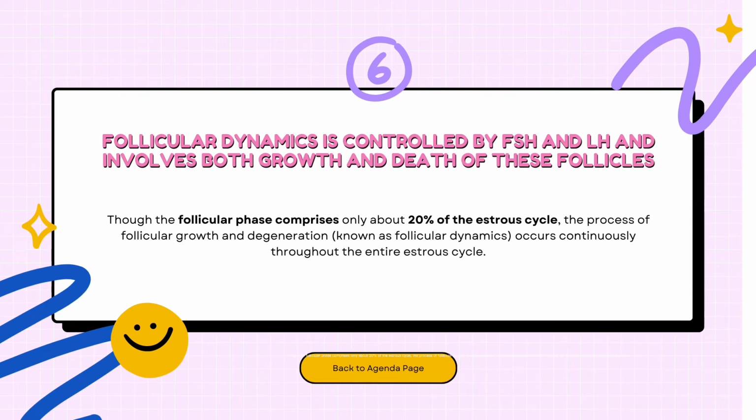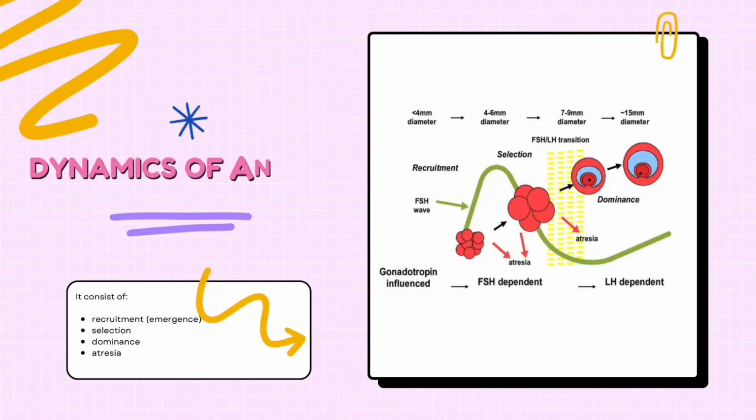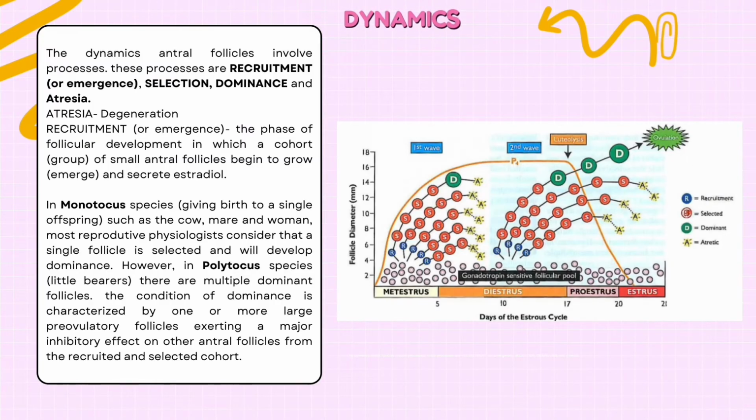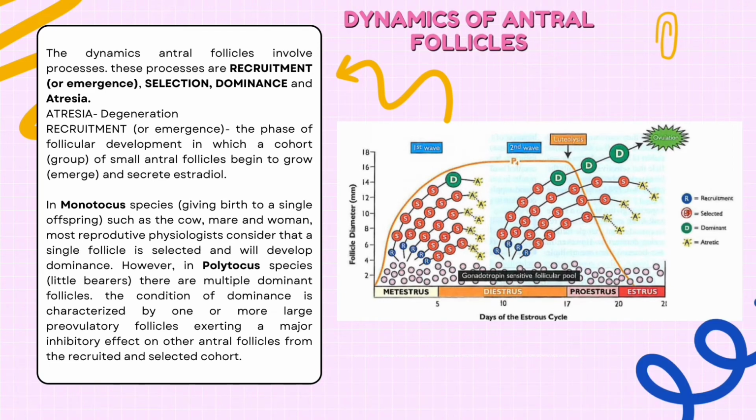Though the follicular phase comprises only about 20% of the estrous cycle, the process of follicular growth and degeneration, known as follicular dynamics, occurs continuously throughout the entire estrous cycle. The dynamics of antral follicles involve the processes of recruitment or emergence, selection, dominance, and atresia.